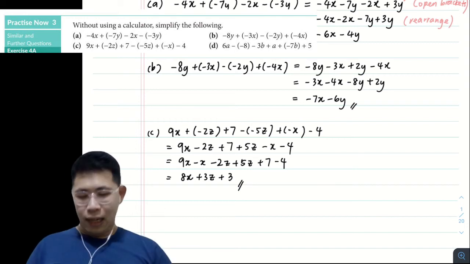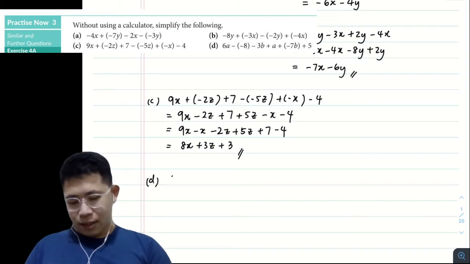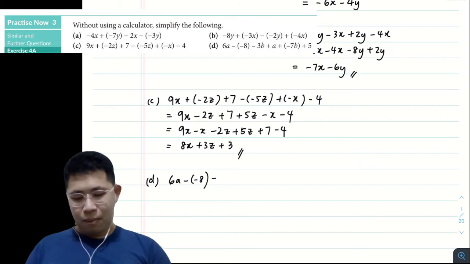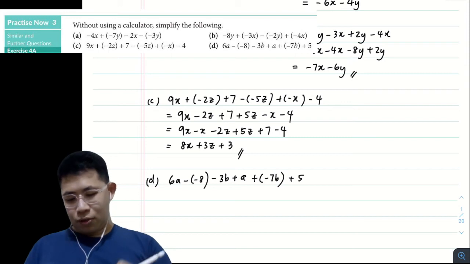Right, last but not least, our part D. Part D, now 6a minus a negative 8, right? Then minus 3b plus a plus a negative 7b and plus 5. Alright, so here I will just continue below.